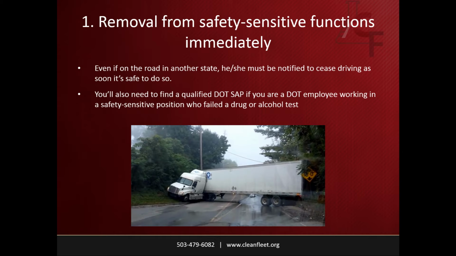And if you're looking to quickly get an appointment with a SAP in your area, there are SAP referral services online that can help. And then finally, once you do get a SAP scheduled, you'll be starting that return to duty process. The first step of the return to duty process is being evaluated by the SAP.